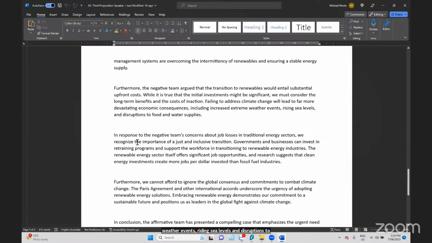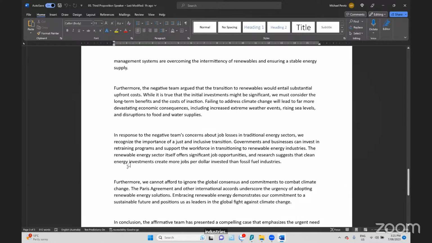In response to the negative team's concerns about job losses in traditional energy sectors, we recognize the importance of a just and inclusive transition. Governments and businesses can invest in retraining programs and support the workforce in transitioning to renewable energy industries.